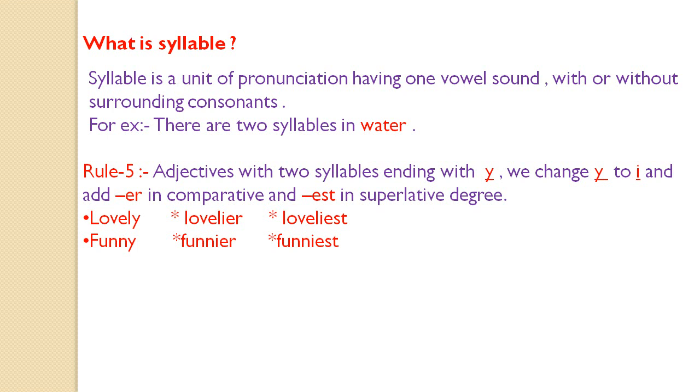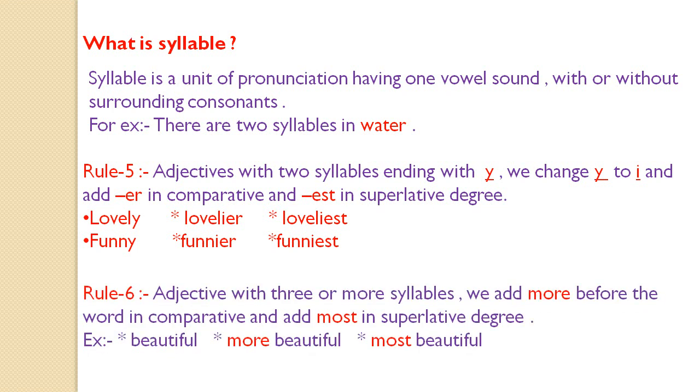Funny, funnier, funniest. In rule 6, for adjectives with three or more syllables, we add more before the word in the comparative degree and add most in the superlative degree. For example, beautiful. Here we have three syllables and we have added, in the comparative degree, more beautiful and in the superlative degree, most beautiful.